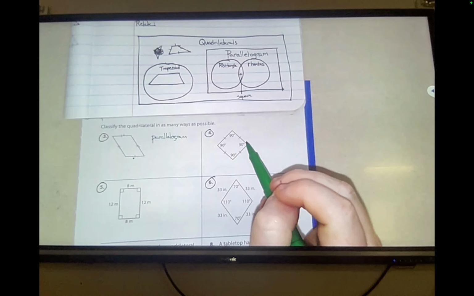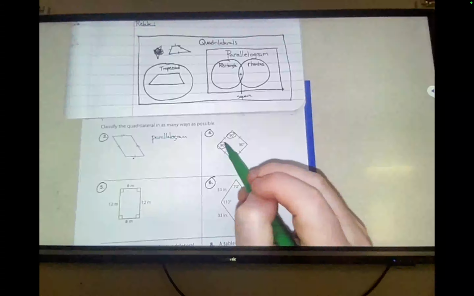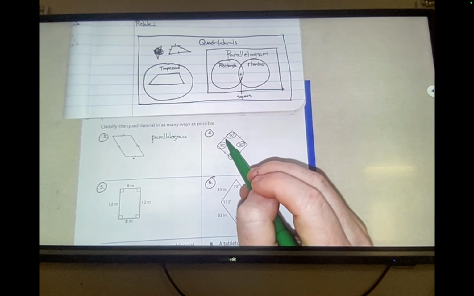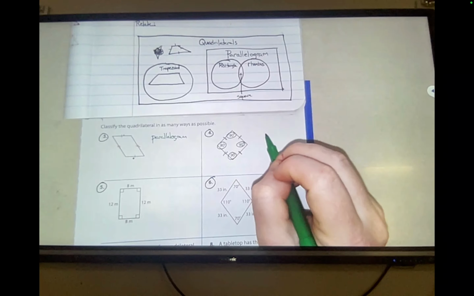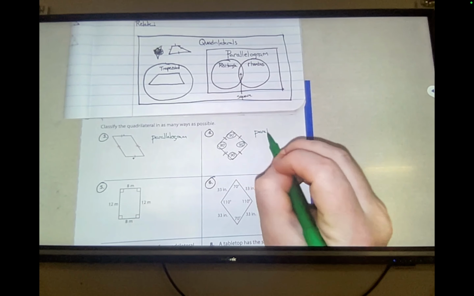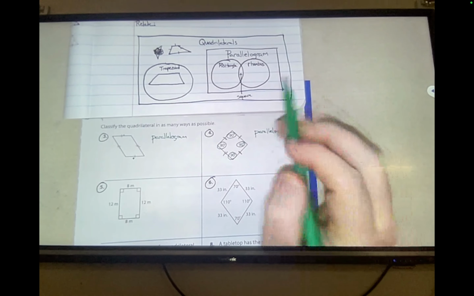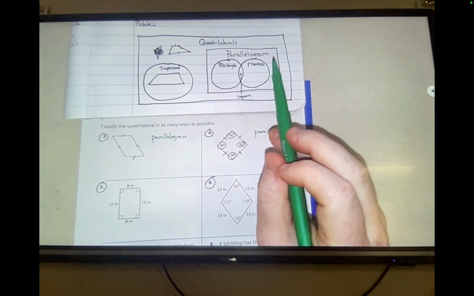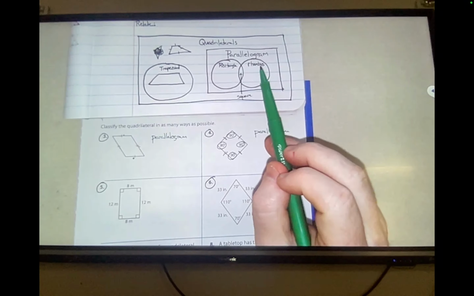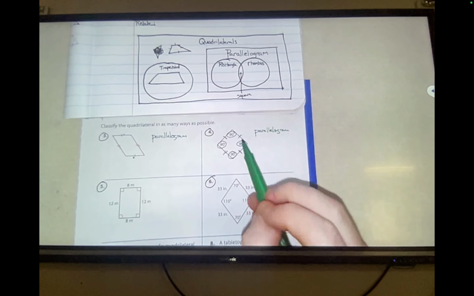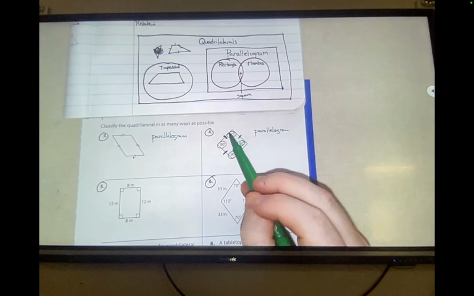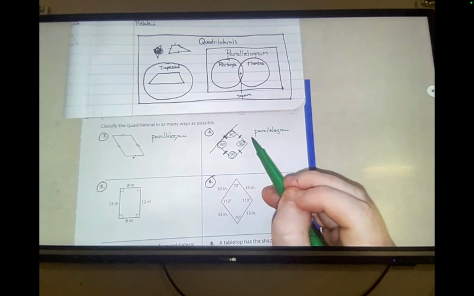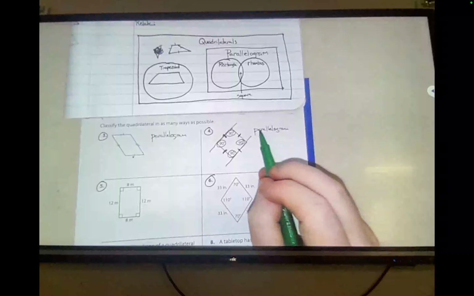But look at this next one. We have 90 degrees, 90 degrees, 90 degrees, 90 degrees, and all 4 sides are the same. So we can say that this is a parallelogram. And you're like, how can I say it's a parallelogram? Because it has 4 sides and 2 sets of parallel sides, and the opposites are equal to each other. So this side's equal to this side, and this side is parallel to that side. That makes it a parallelogram.